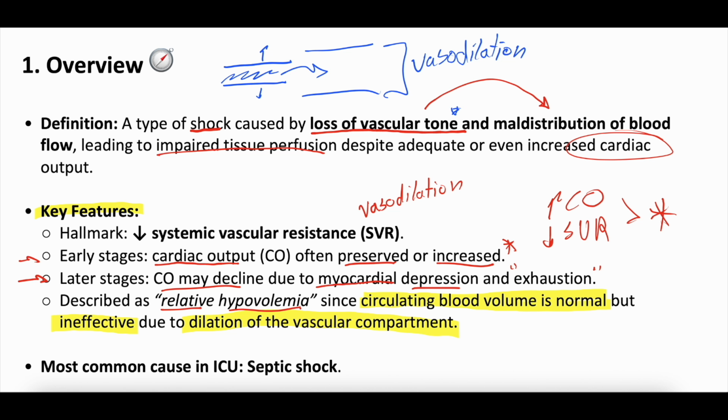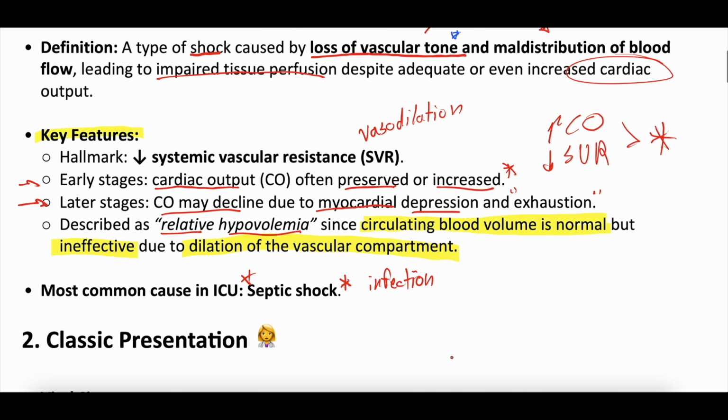The most common cause of distributive shock, and one we've talked about on this channel many, many times, is septic shock, right? This is distributive shock from an infection when your immune system goes all haywire and causes lots of inflammation throughout the body, leading to distributive shock. And again, we'll get more into that as the video goes on here.